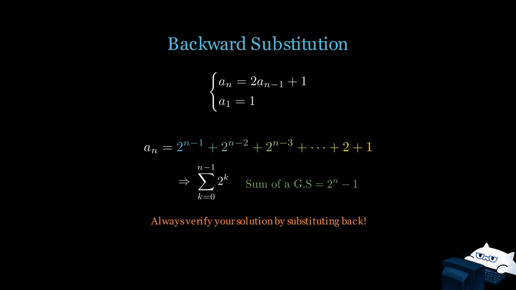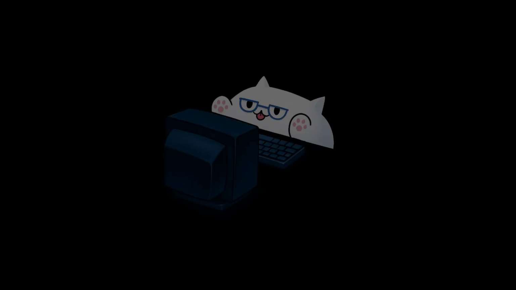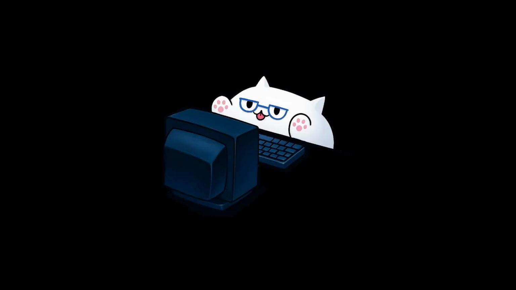Let's check whether 2 to the n minus 1 fits our criteria or not. It does, so now we know our result is valid. Now, before introducing our second method, I need to state a few definitions.